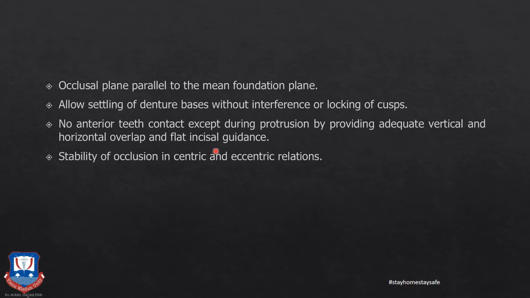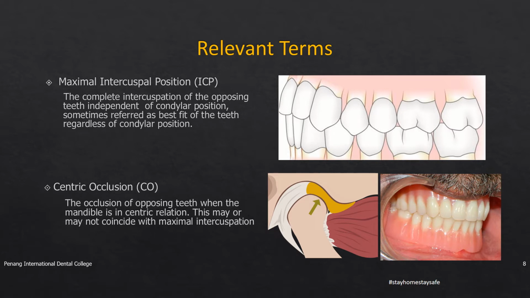between the anterior teeth. There should be stability of occlusion in centric and eccentric relationship. This can be achieved only if we are planning balanced occlusion in complete denture. Other terms like maximum intercuspation. Maximum intercuspation is the complete intercuspation of the opposing teeth independent of the condylar position. Sometimes referred to as the best fit of the teeth regardless of the condylar position. This is usually seen in the natural dentition. In the complete denture, we make sure that the centric relation and the centric occlusion coincide. So what is centric occlusion? It is the occlusion of the opposing teeth when the mandible is in the centric relationship.